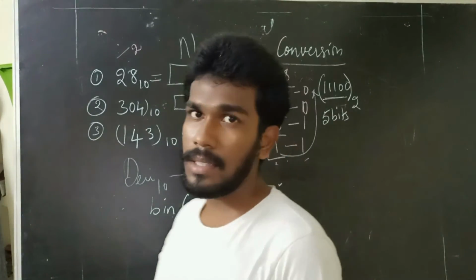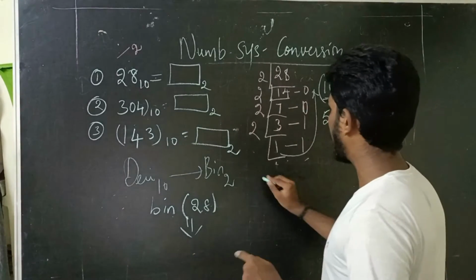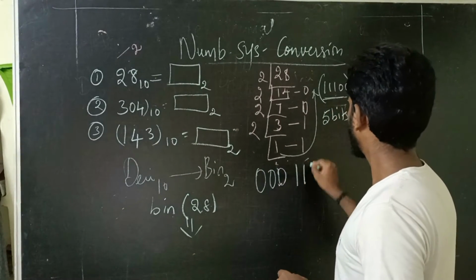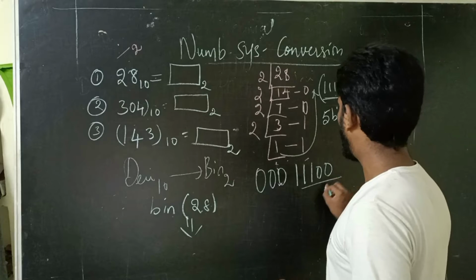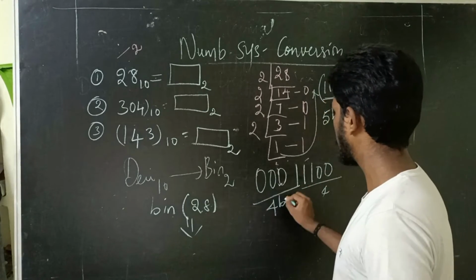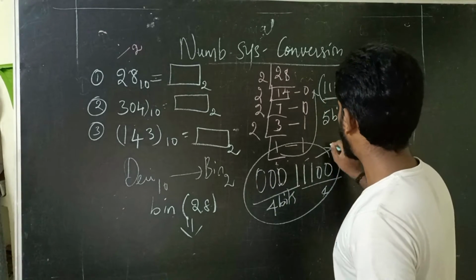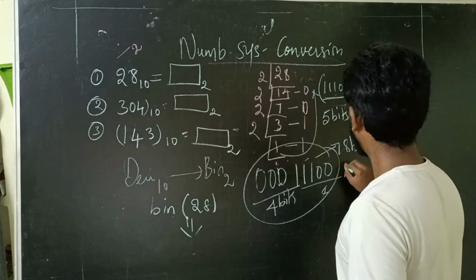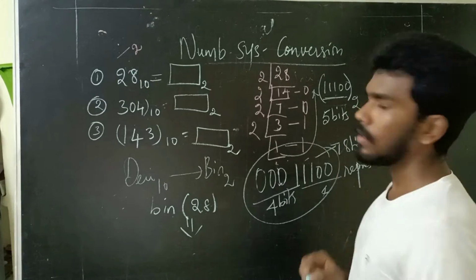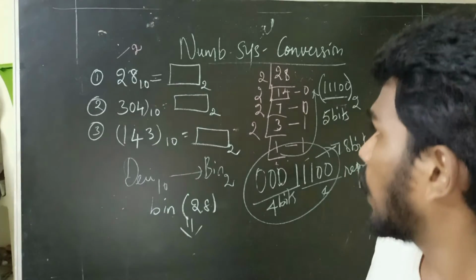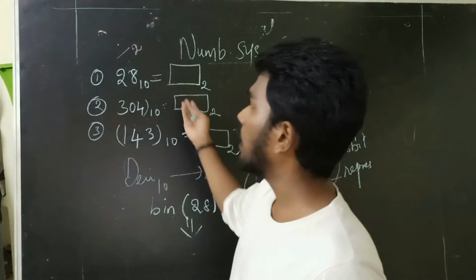Suppose you want to represent this in 8 bits. We already have 5, so put 3 zeros. Here we have 4 bits, here we have 4 bits. So this is the 8-bit representation. Got it? In the same way, you will calculate for all the other values.